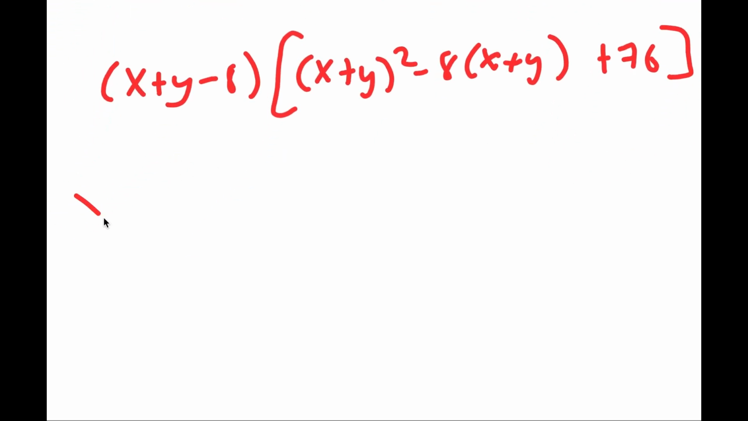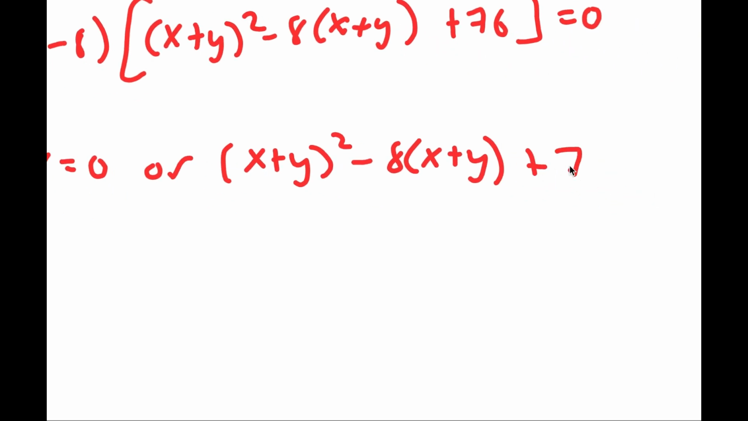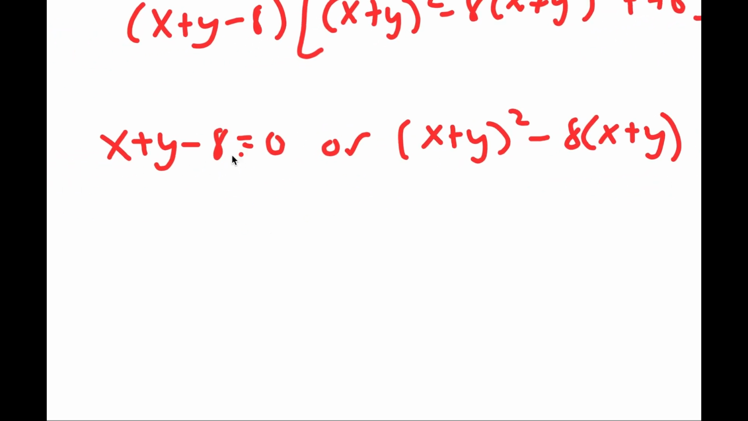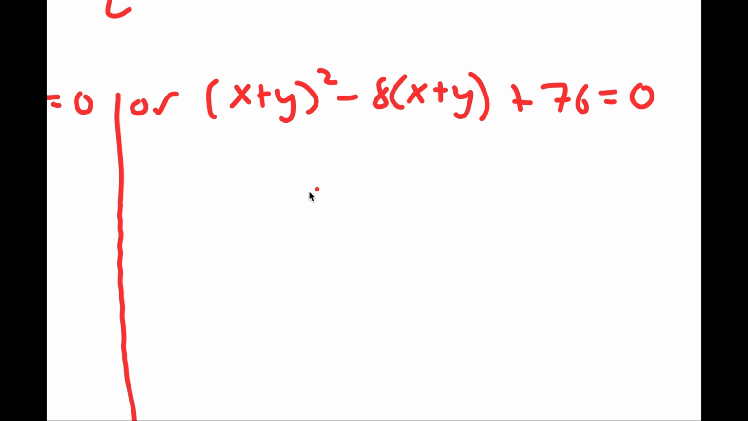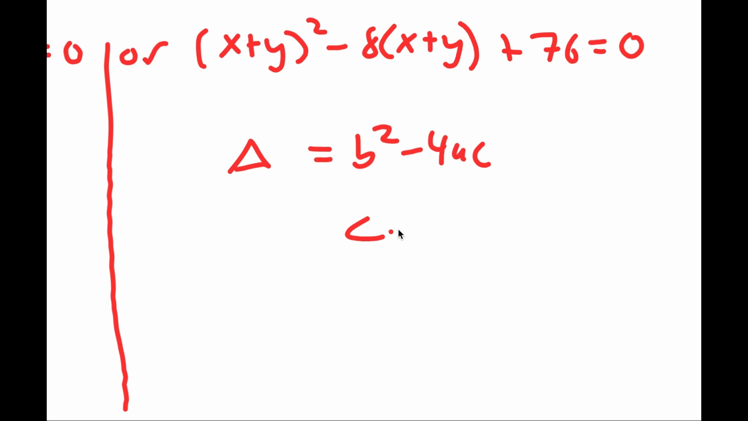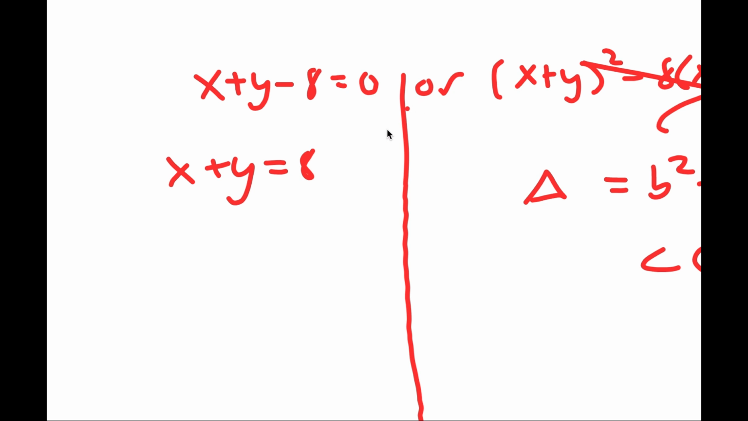So this gives me two equations. I have x plus y minus 8 is equal to 0, or x plus y squared plus 8 times x plus y plus 76 is equal to 0. So for x plus y minus 8 equals 0, I get that x plus y is equal to 8. And for the other one, if I take b squared minus 4ac, I get that it is less than 0. So there's no real solutions to this. So I'm left with x plus y is equal to 8.